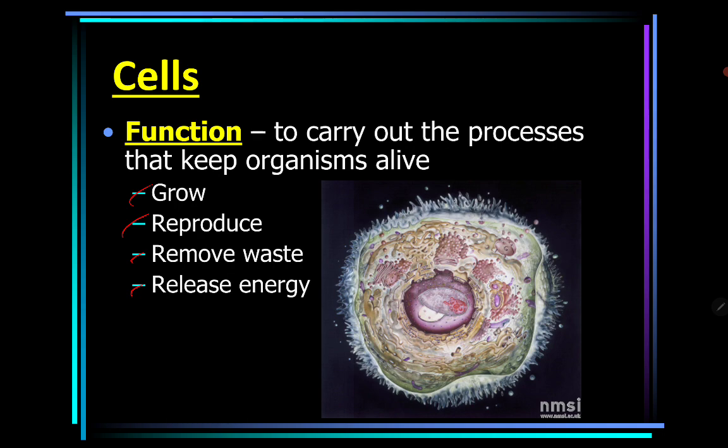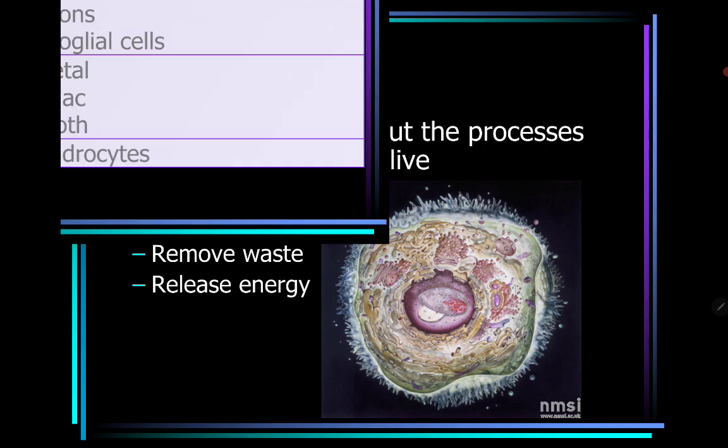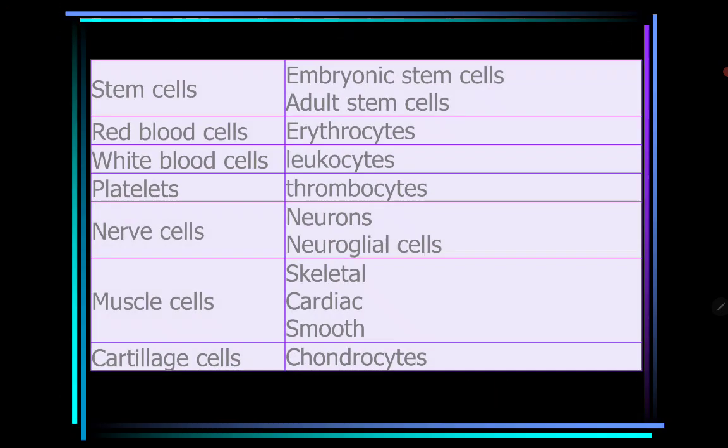We reproduce, we multiply, remove waste through feces, sweat, and the like. And of course, we release energy. So we have here some examples of cells. For stem cells, sub-examples are the embryonic stem cells and adult stem cells. Let's discuss this one by one as we go along on the next slides.